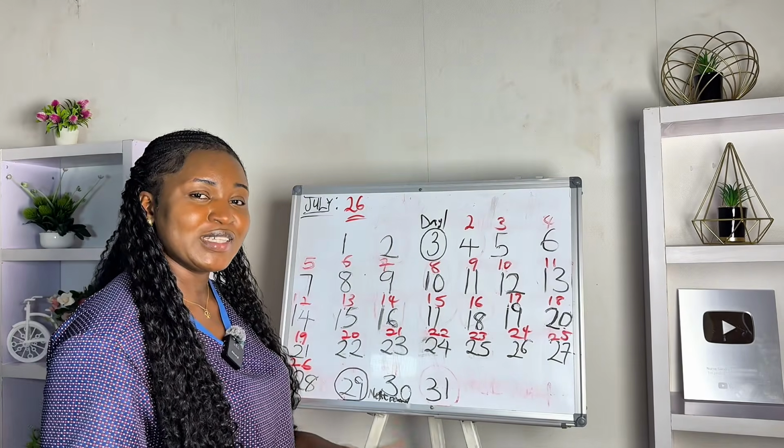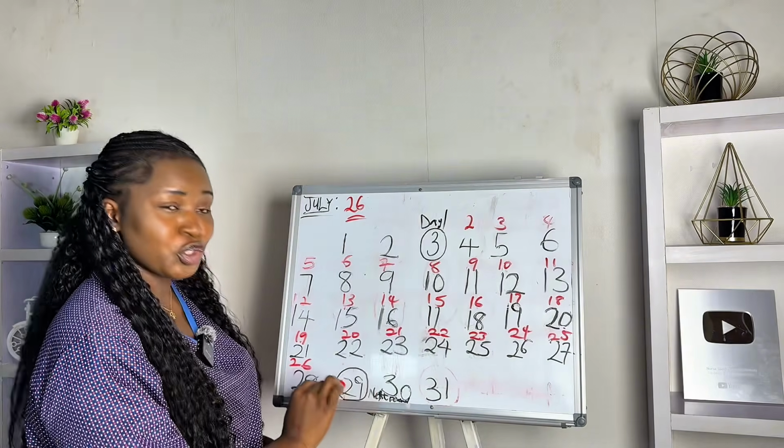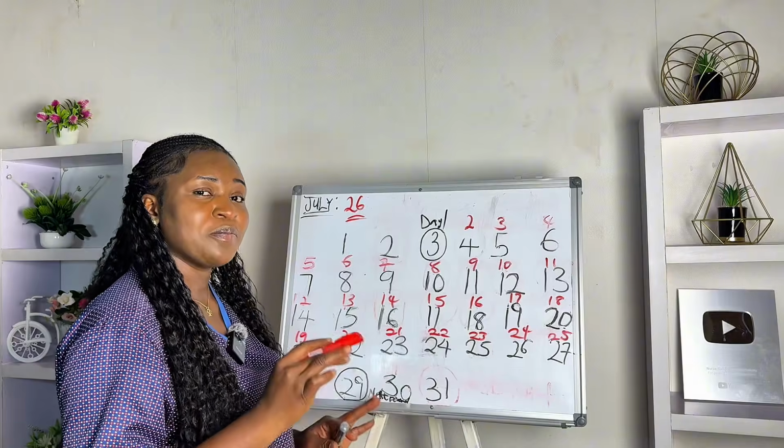So your menstrual cycle length is the number of days from the first day you saw your period to the day before your next period begins. So that is your menstrual cycle length.